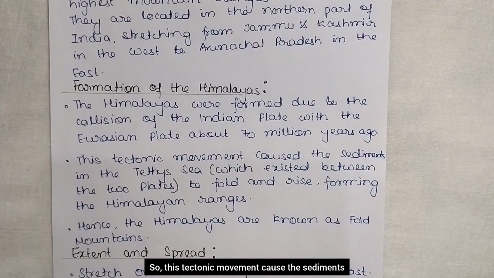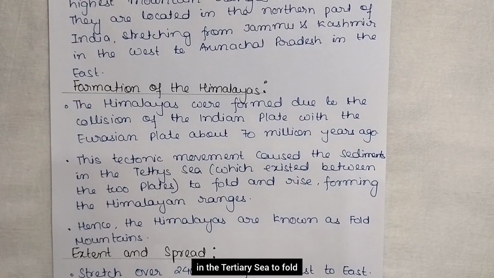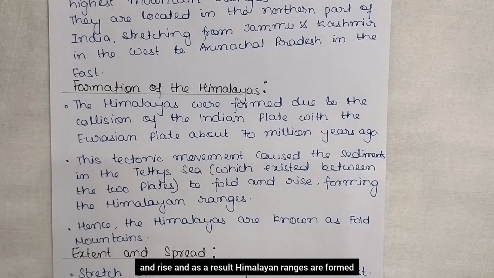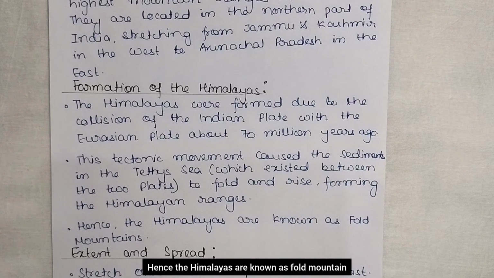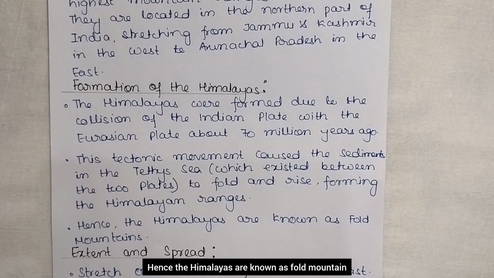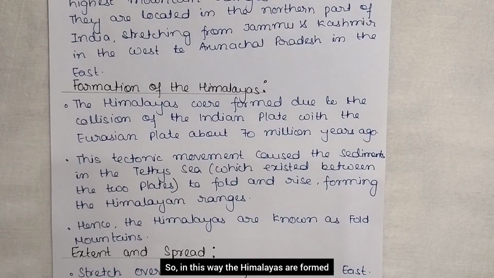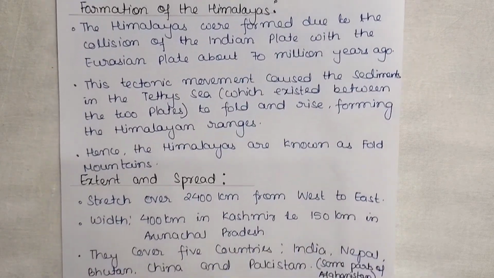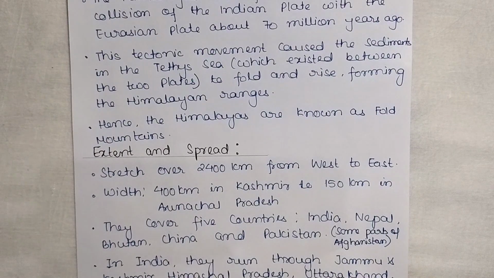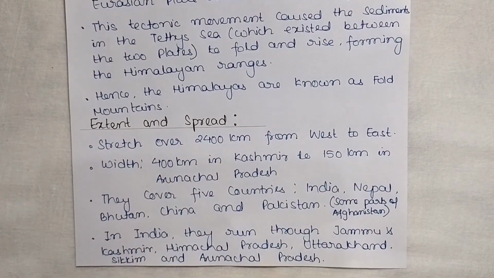So this tectonic movement caused the sediments in the Dead Sea to fold and rise, and as a result Himalayan ranges are formed. Hence the Himalayas are known as fold mountain. That's why they are also known as fold mountain. Okay. So in this way the Himalayas are formed. Now let us see its extent and spread, how much the extent and spread are there.